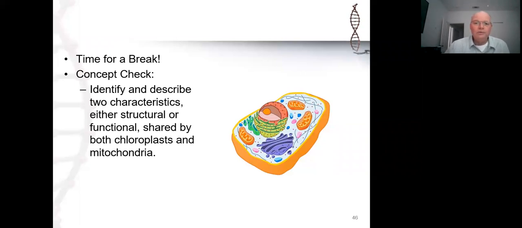Okay, so if you said anything along these lines: double membrane, folded inner membrane, multiple compartments separated by an inner membrane, presence of circular DNA, presence of ribosomes, semi-independent behavior or existence, any of those would work. Any combination of two of those would work as an answer to this question. Hopefully you came up with most of those as you were thinking about it.